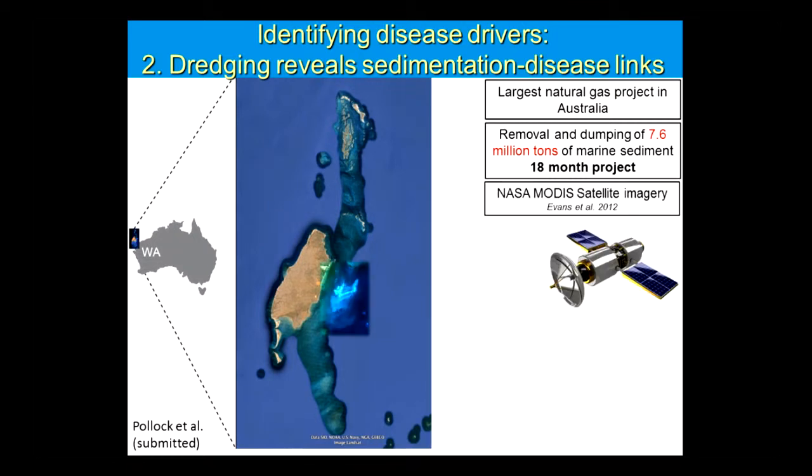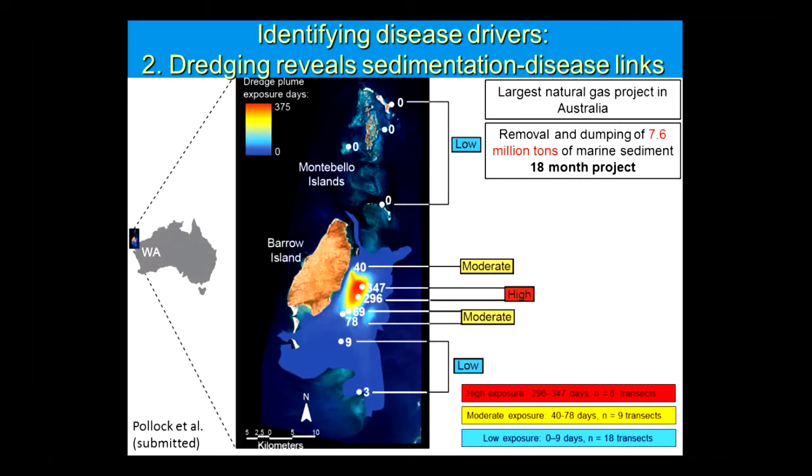We used MODIS satellite imagery to visualize the dredge plume, and you can see here in one image what the dredge plume looked like. Based on looking at those images through time, we categorized sites as being either high, moderate or low exposure to sediments, depending on the number of days that they were exposed to the dredge plume, and then divided those into high impact, moderate, and low impact sites.